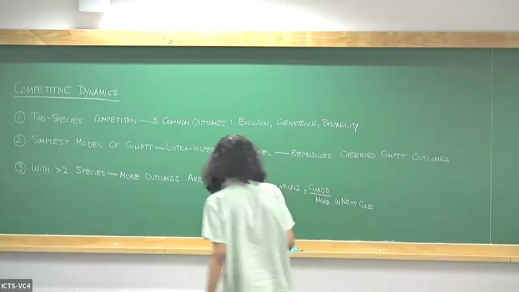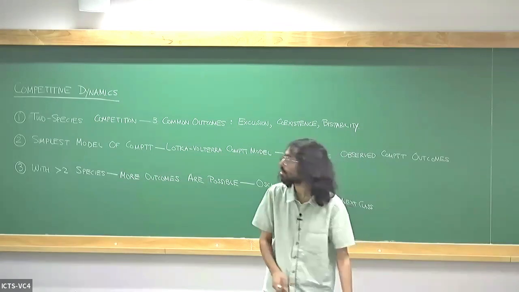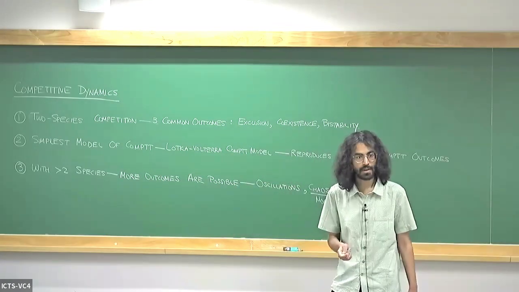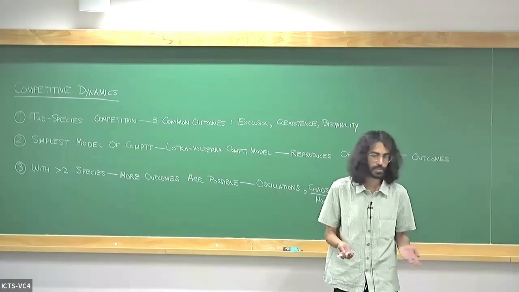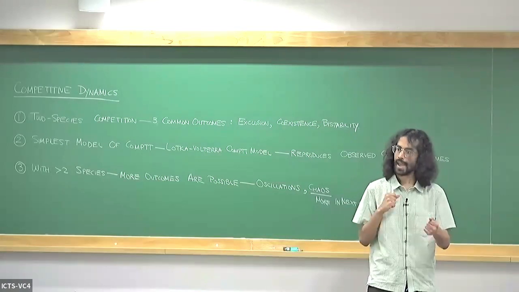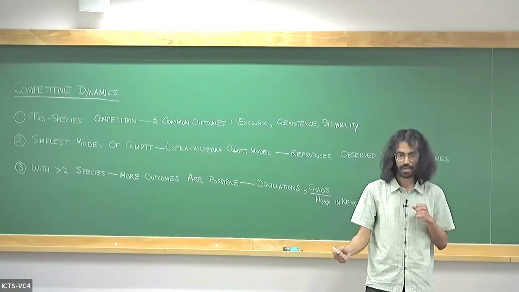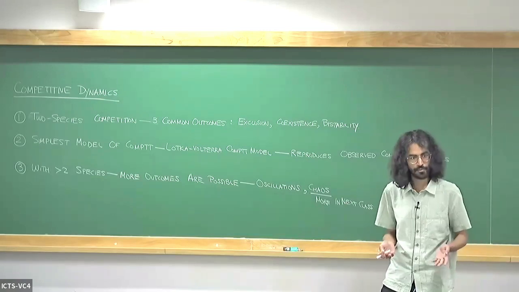Okay, so this is the third class of the module. We have one more after this. Today we're going to talk about competitive dynamics. We're going to continue talking about two species. In the last class, we were talking about this particular kind of interaction between two species, which are these anti-symmetric predator-prey interactions. And today we're going to talk about a different kind of interaction.